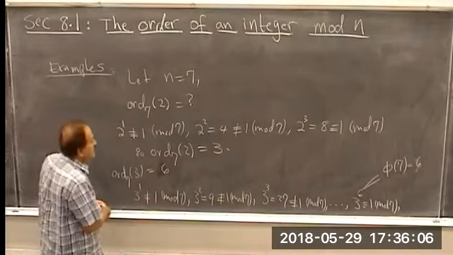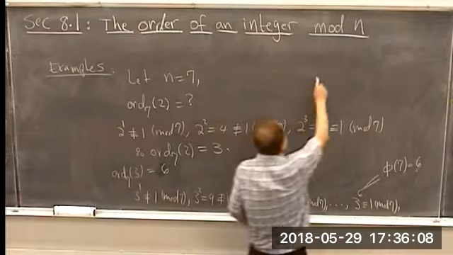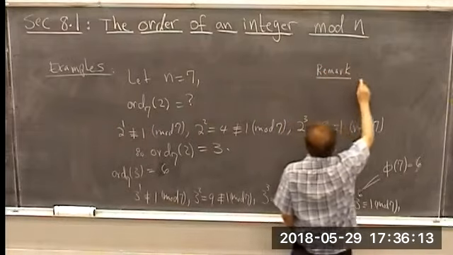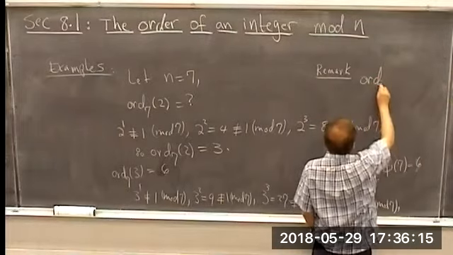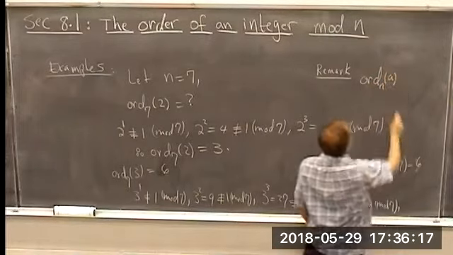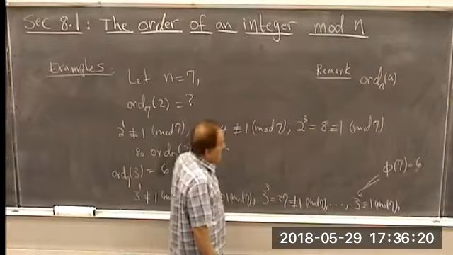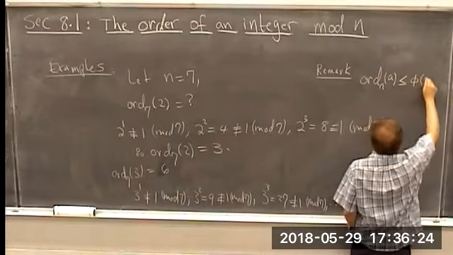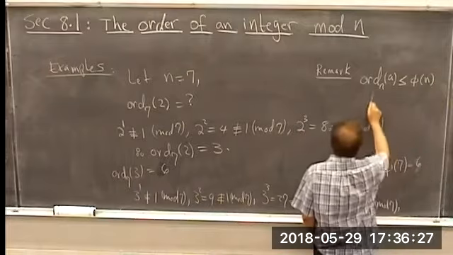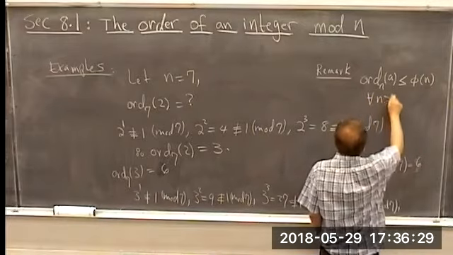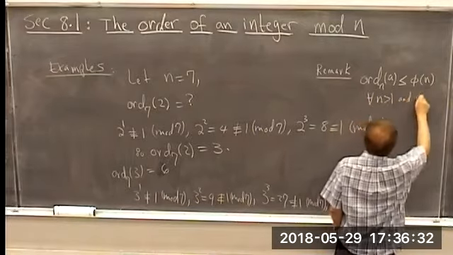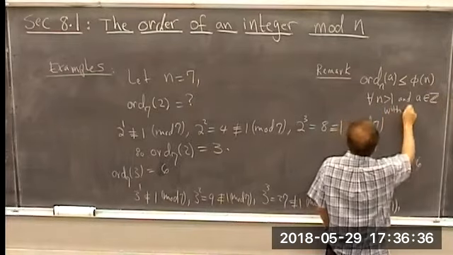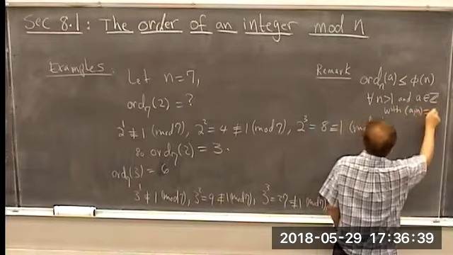All right. In fact, it's not very hard to make this quick remark in here. The order of any integer that's relatively prime to n is less than or equal to phi of n, for every n bigger than 1 and a in Z with greatest common divisor equal to 1.